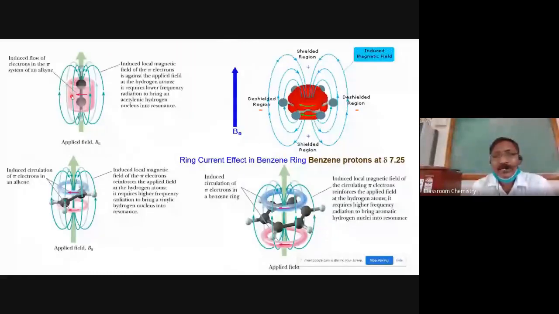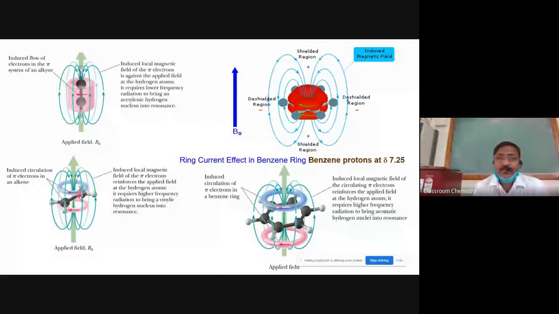Now in that case we can explain: this is the acetylene, this is the induced local magnetic field of the pi electron against the applied magnetic field. It requires lower frequency radiation to bring the acetylenic proton into resonance because it is in the same region. So the induced flow of electrons in alkyne is like this, and this is the proton which is already in the direction of the applied magnetic field. So less energy is required to undergo resonance.